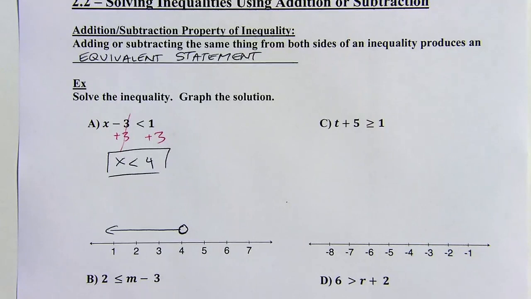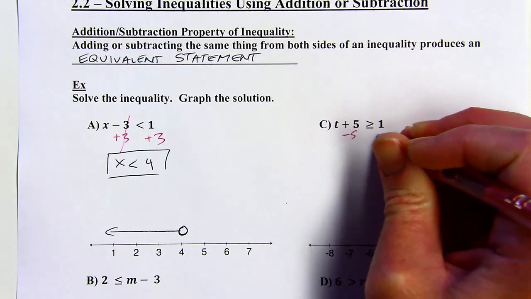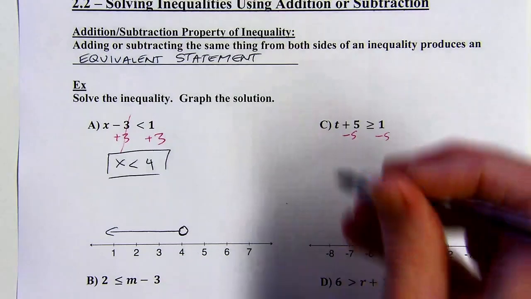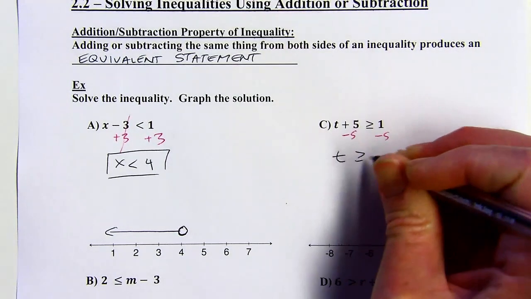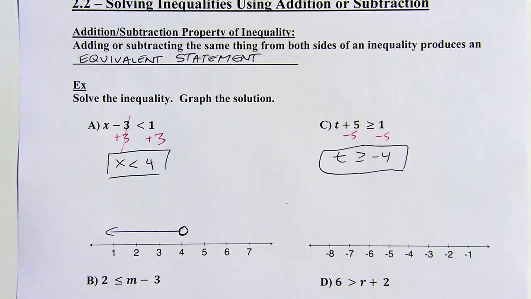Okay? All right. So on the next problem, I'm going to want to subtract 5 from both sides. So I'm using the subtraction property of inequality here. And that's going to isolate the t. Okay, so 1 minus 5 is negative 4. So here's my solution, and now let's graph it.